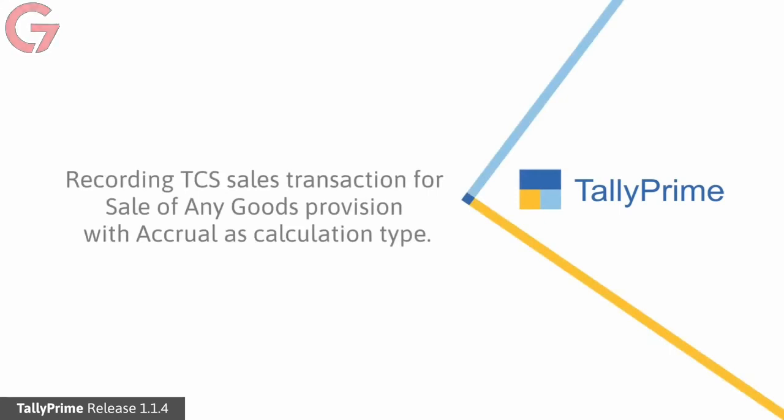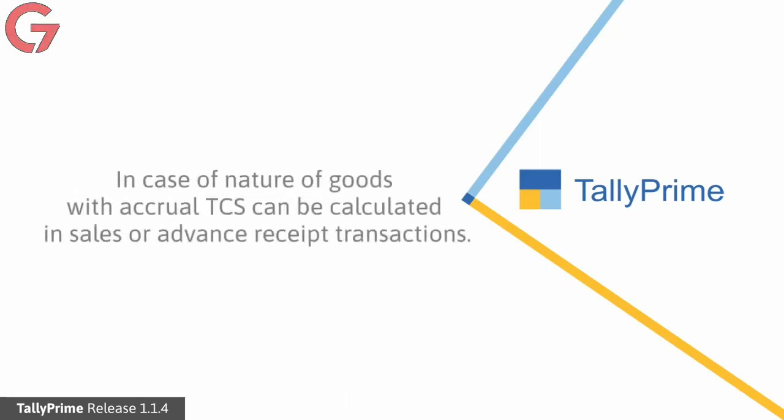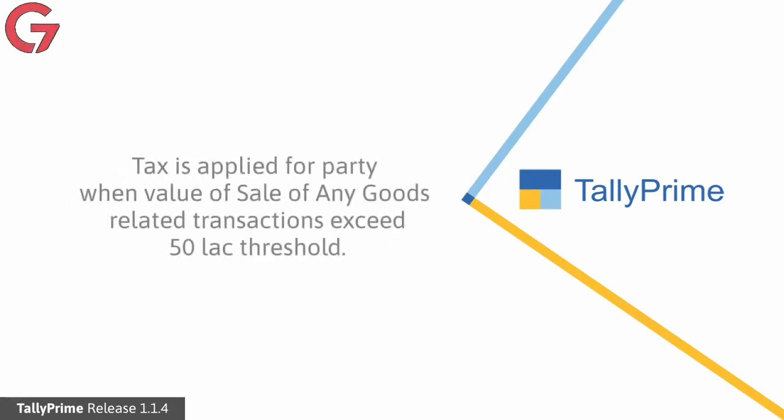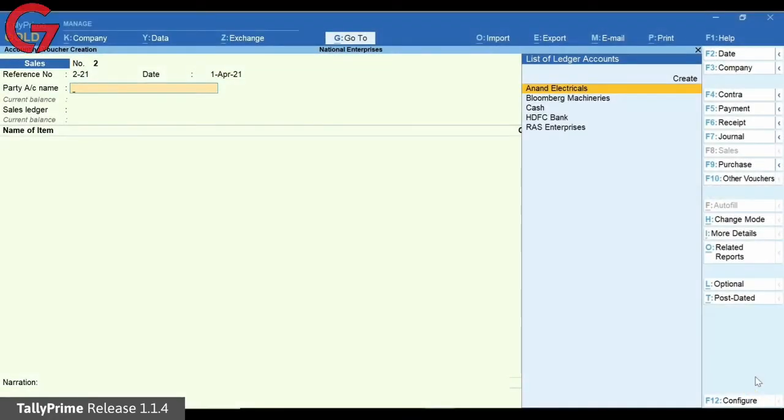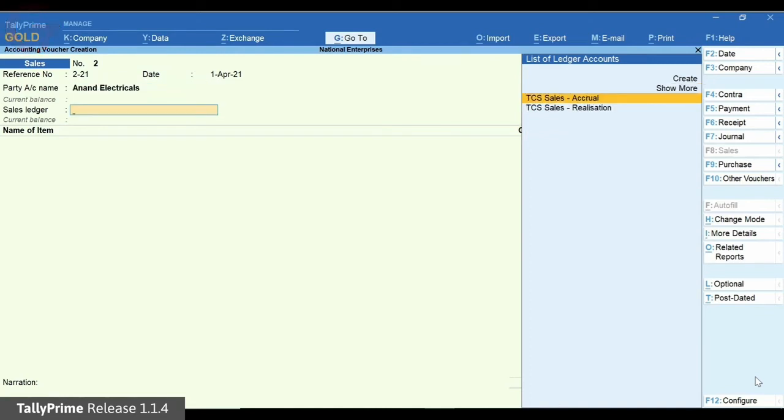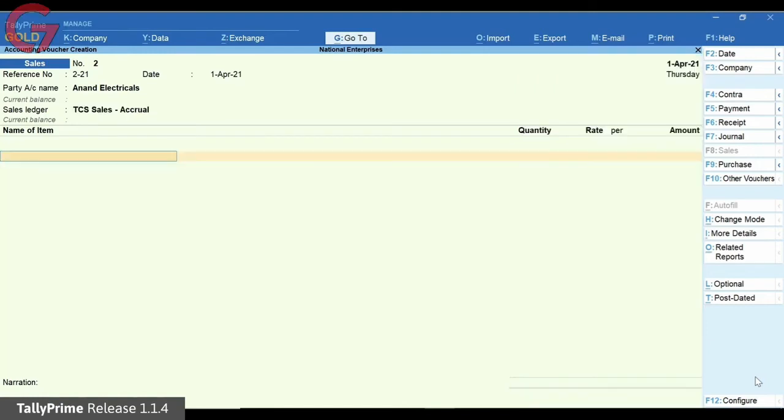Now, let us see how TCS is calculated for a sale of any goods accrual nature. In case of accrual nature, tax will be calculated either in the TCS sales or advance receipt transaction. This happens when the value of transactions related to the party for sale of any goods provision exceeds 50 lakhs in the current financial year and only on the value above threshold limit. In the TCS sales invoice, select TCS party. Select the TCS sales ledger where accrual nature of goods is selected. Select the stock item, enter the quantity and rate.